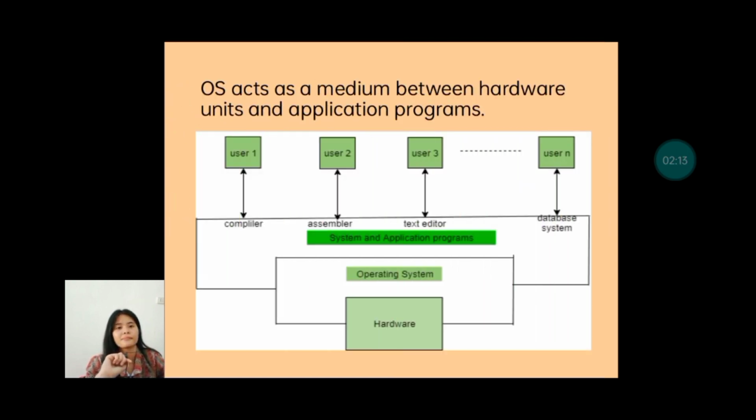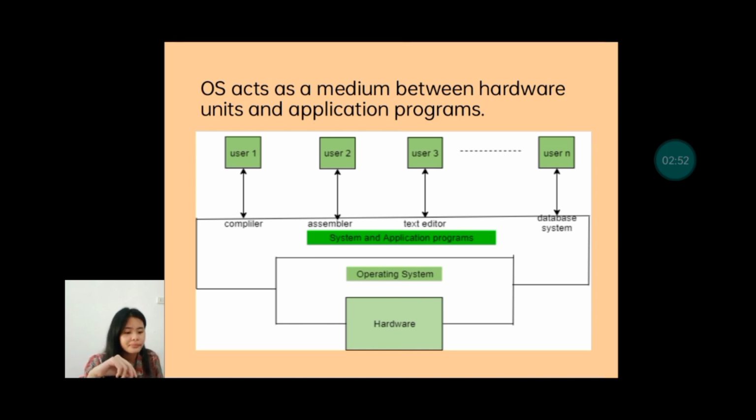Next, the operating system acts as a medium between the hardware units and application programs. As you can see here in the figure, we have the hardware on the bottom part. What are examples of hardware? We have the CPU, memory, and input-output devices. For us to have access to the hardware, we need the help of an operating system to connect with the application programs and system software.